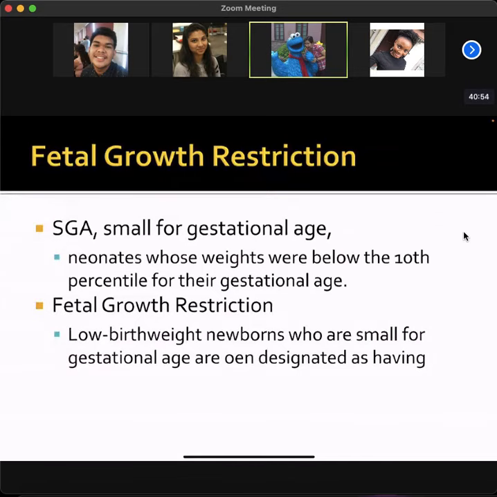So the formal definition is that these are low birth weight newborns who are small for gestational age and are often designated as having fetal growth restriction. Your SGA or small for gestational age babies are neonates whose weights were below the 10th percentile for their gestational age.